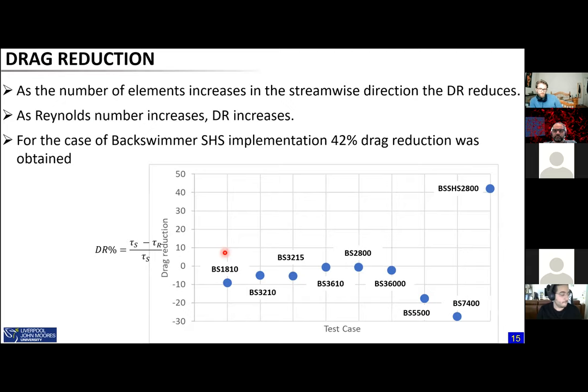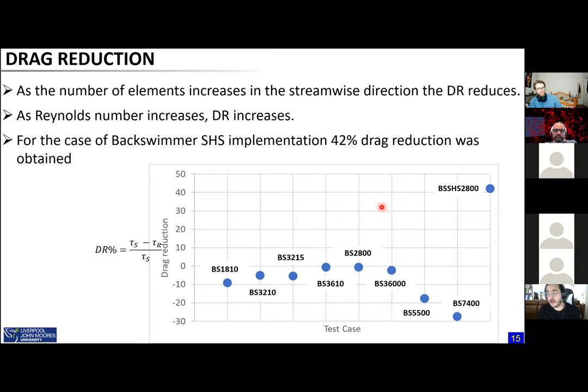The drag reduction was calculated by means of total drag, taking into account the roughness effect. As the number of roughness elements increases in the streamwise direction, the negative drag reduction reduces. As the number of elements increases in the spanwise direction, the negative drag reduction increases. As Reynolds number increases, the negative drag reduction increases. However, for the superhydrophobic implementation, we achieved 42% drag reduction.